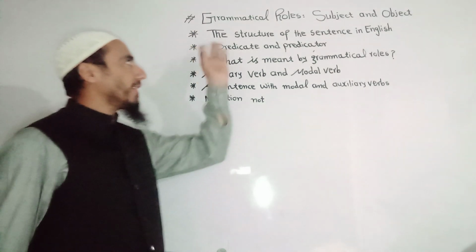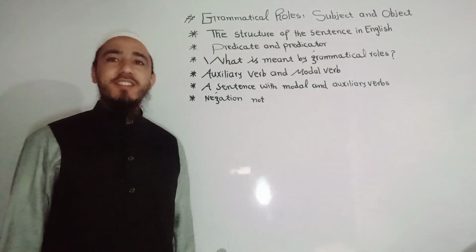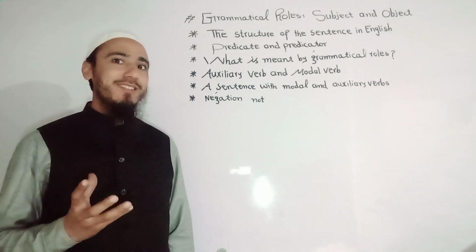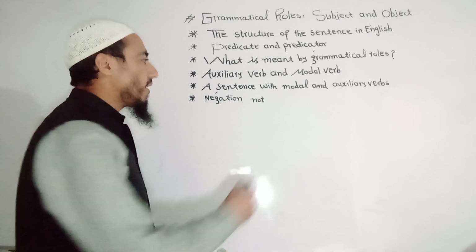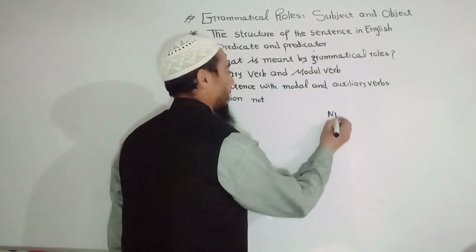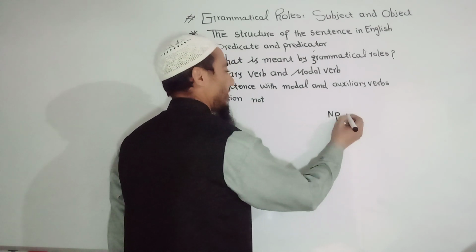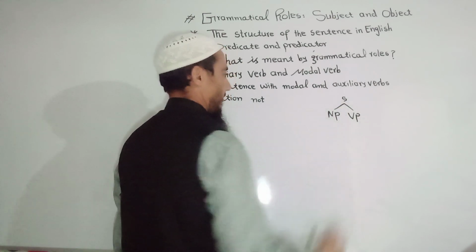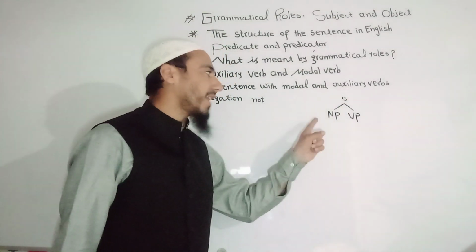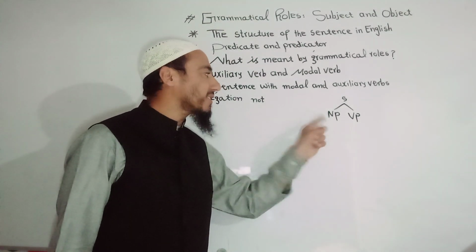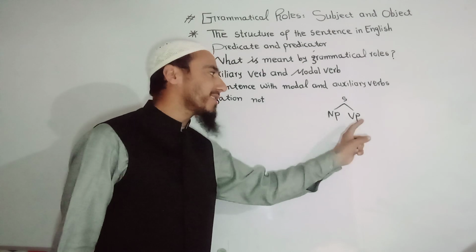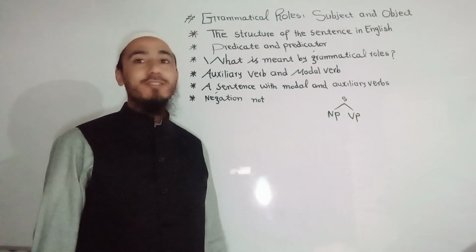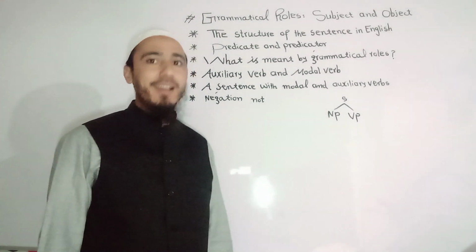Listeners and audience, let's come first of all to the structure of the sentence in English. When we are talking about the structure of a sentence in English language, basically we have two components of a sentence, that is NP and VP. So it is the structure of the sentence. What does it mean? It means that in a sentence, there must be NP, which is noun phrase, and VP, which is verb phrase. So these are the two components of the sentence, two parts of the sentence in English language.